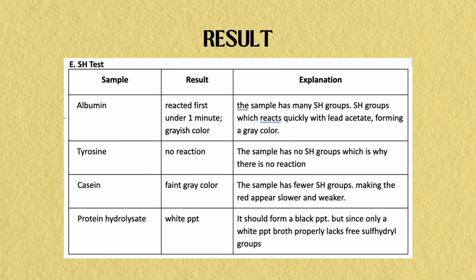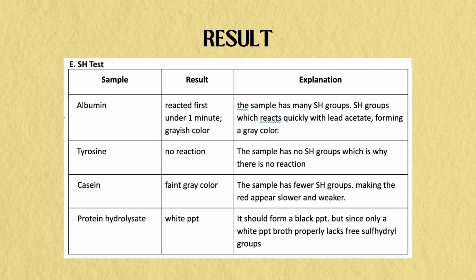For the SH test, albumin reacted first, under 1 minute, grayish color. The sample has many SH groups, which react quickly with lead acetate, forming a gray color. Tyrosine, no reaction. The sample has no SH group, which is why there is no reaction. Casein, faint gray color. The sample has fewer SH groups, making the reaction appear slower and weaker.